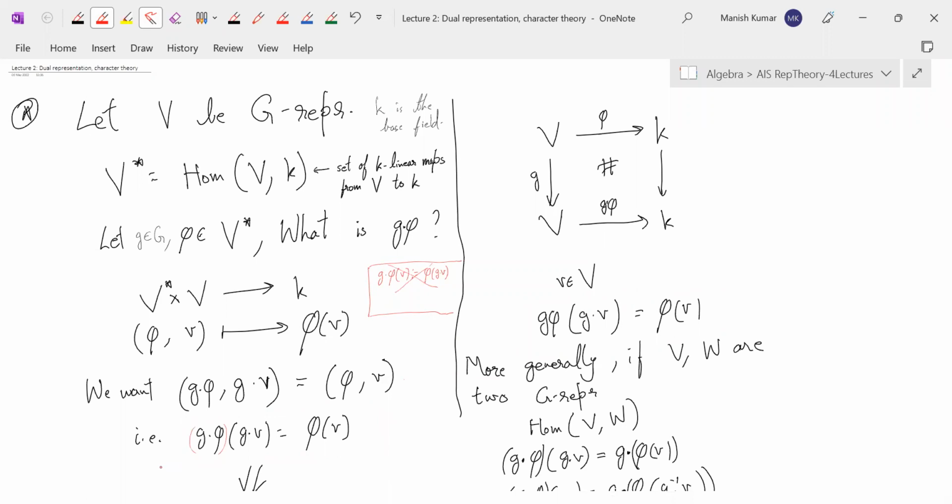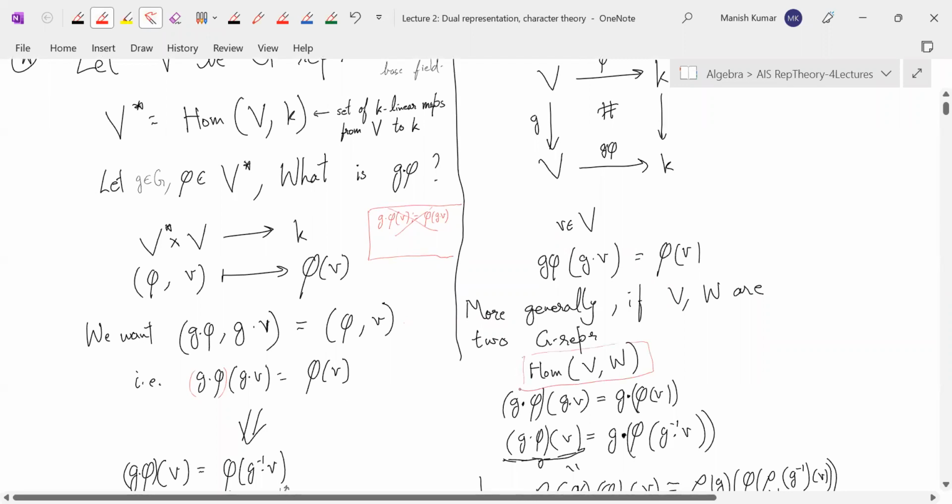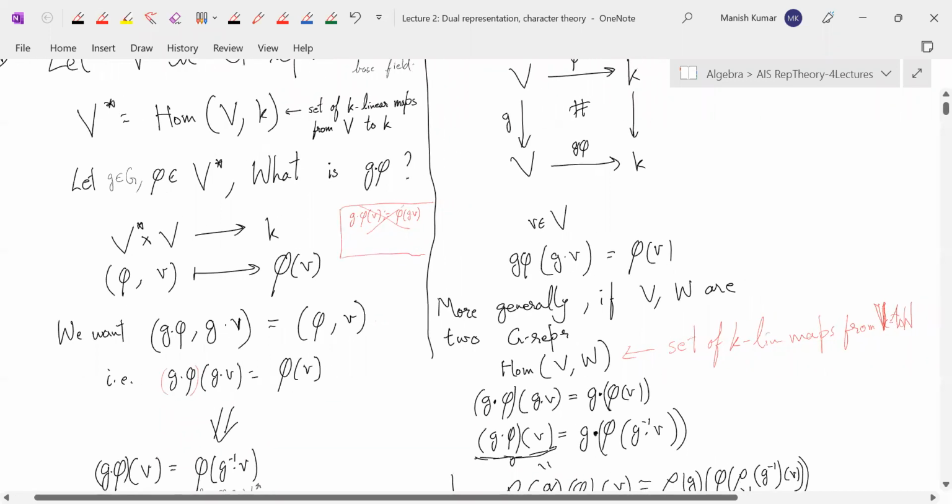In fact, instead of saying Hom of V and K, you can think of this as a special case of a more general phenomenon. If you have V and W, two representations of the group G, then you can look at the set of all K linear maps from V to W. So this is the set of all K linear maps from V to W. So what is the dimension of this? If V is n dimensional and W is m dimensional, what will be the dimension of the set of all linear maps from V to W?